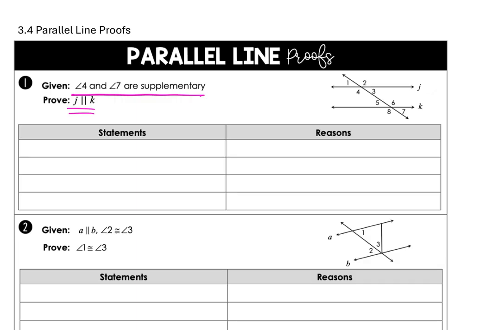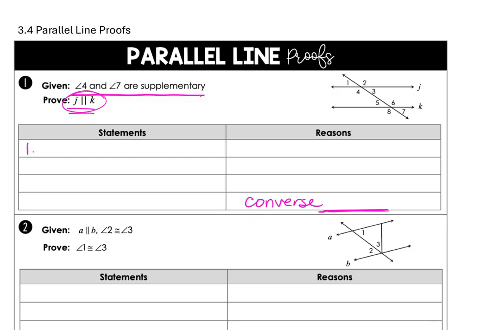Someone might have said it. You all talked. The converse. Okay, so this is a new key component to look out for in a proof. If they're asking you to prove lines are parallel, your last step is going to be a converse, but the converse of what? Okay, so we got to figure out what converse we're working with.